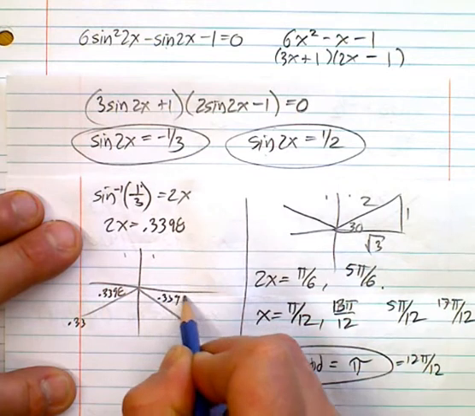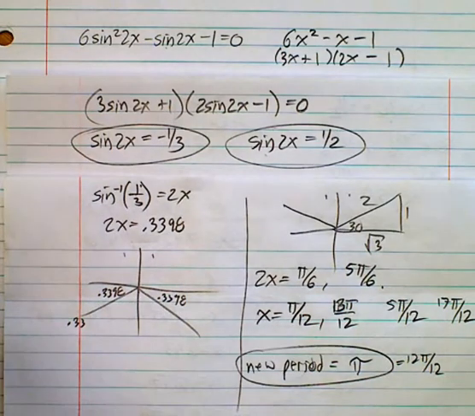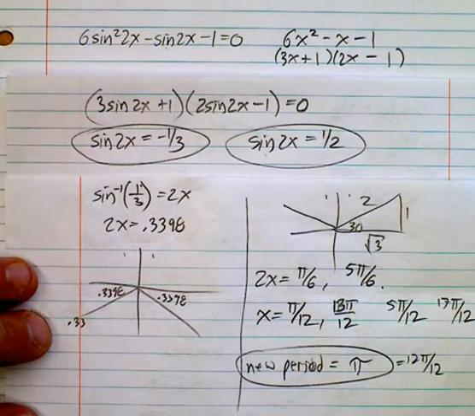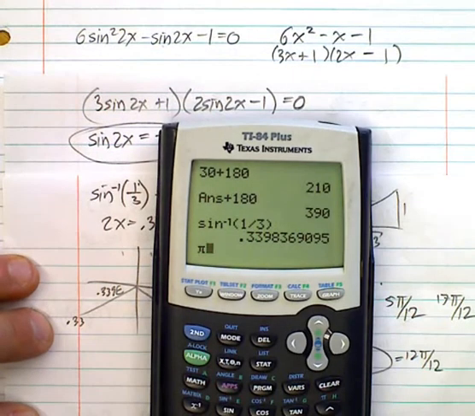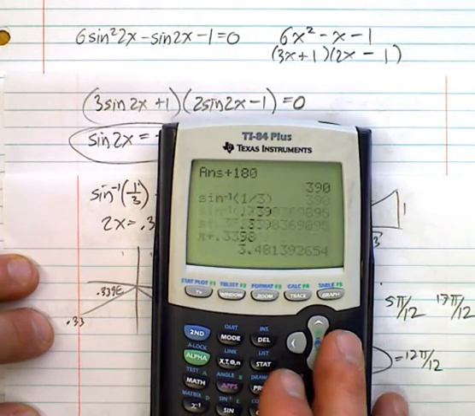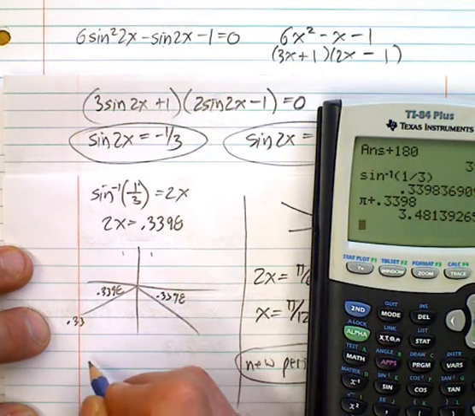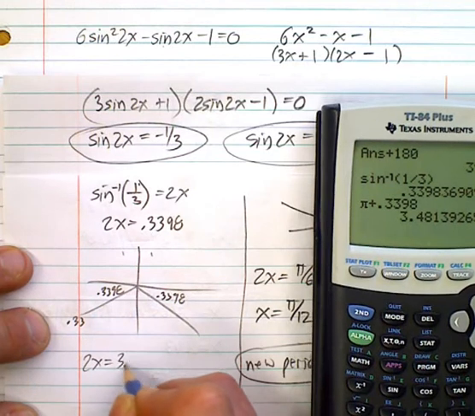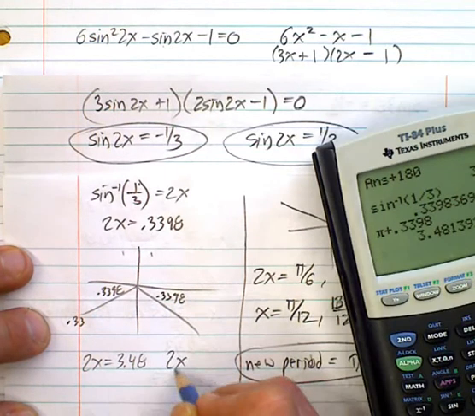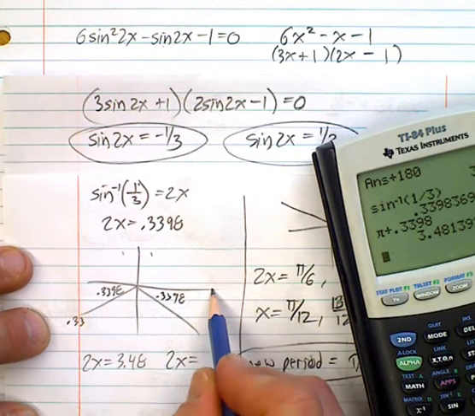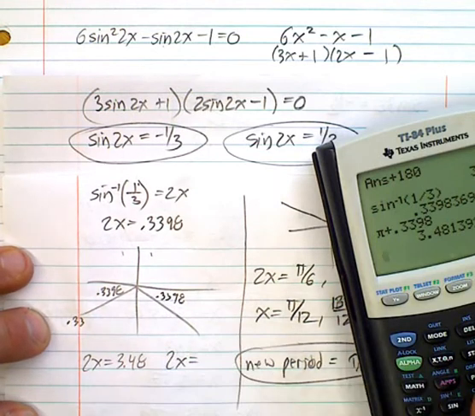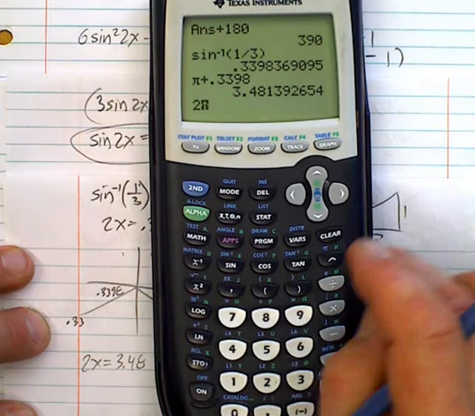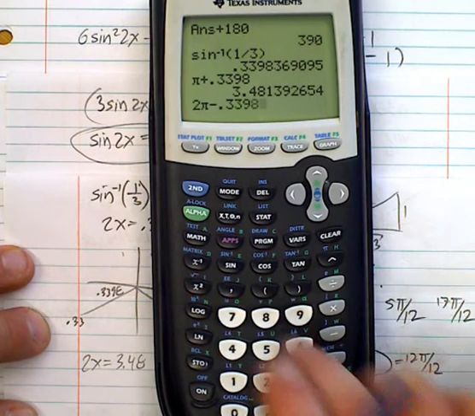And so what we do is we add pi, right? So pi plus 0.3398 is 3.48. That gives me this one here. So 2x is equal to 3.48. And then I have another one, 2x is equal to 2 pi minus 0.3398. So 2 pi minus 0.3398, and you get 5.94.